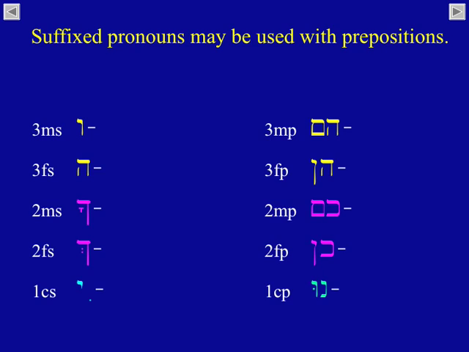So here are the suffixes used with these prepositions. We will start the second part of this lesson with the chart you see here, where we're going to take the same suffixes and add them onto the prepositions el, meaning to or towards, and al, meaning upon.